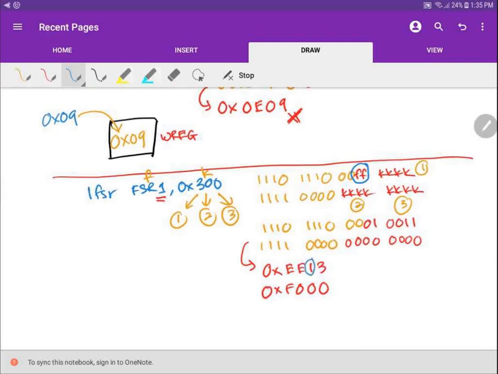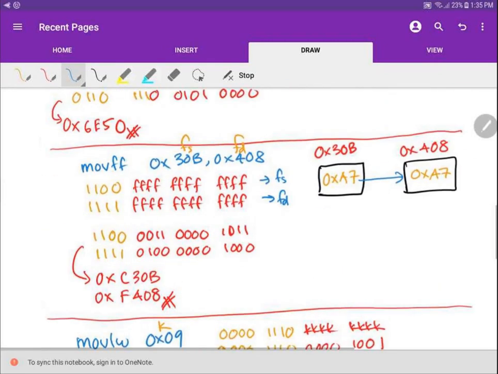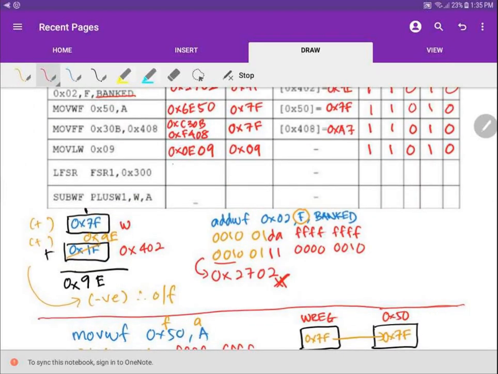Here it will show you which FSR is chosen, and then this part will show you where is it pointing? Where do you configure it to point? Is that okay? So this is FSR. And this one you can see the digit. Is that okay? So we're gonna write here E013F000.